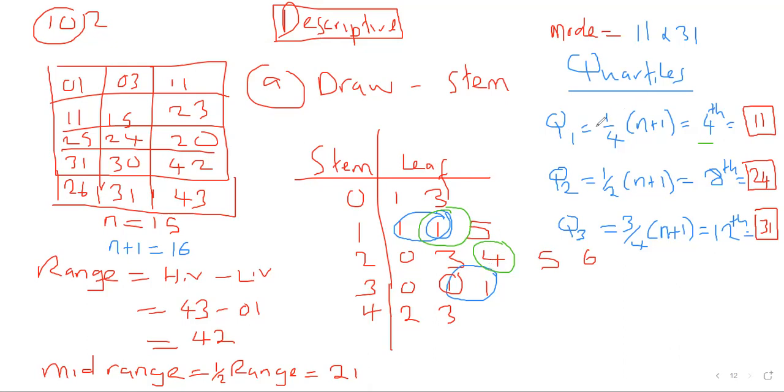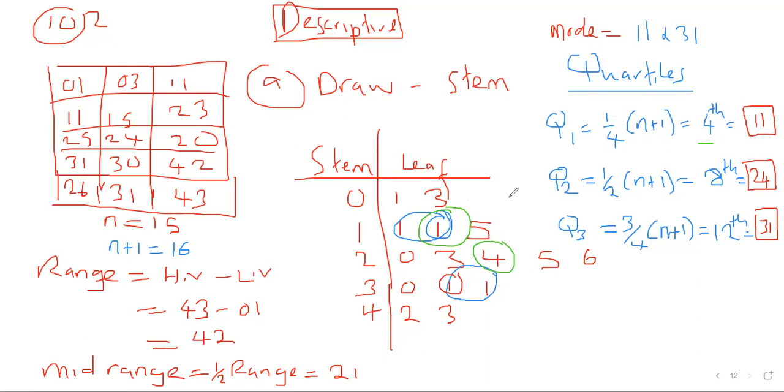Then we went to the quartiles. We have 3 quartiles. The first quartile is a quarter of n plus 1, and our n plus 1 is 16. A quarter of 16 is the 4th number. When you count 1, 2, 3, 4, the 4th number is 11. The second quartile is half of 16, which is the 8th number. When you count up to here, the 8th number is 4, but the stem is a 2, so this is 24. Then the third quartile, when you count there, you're going to get this number.